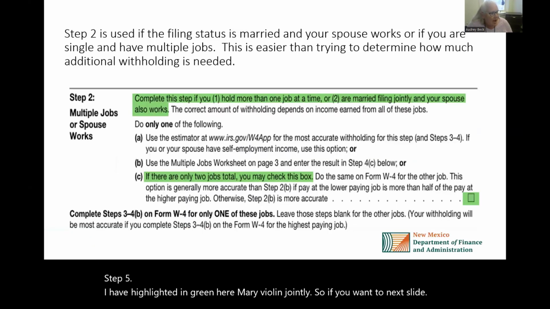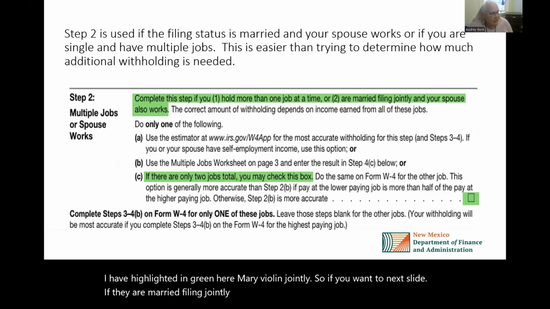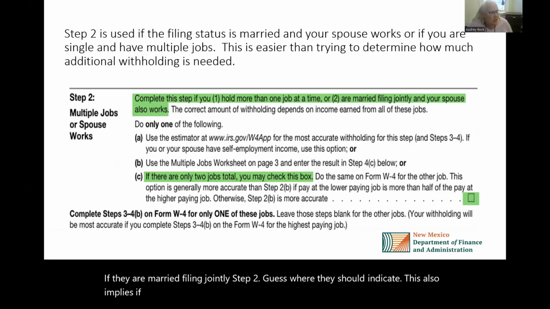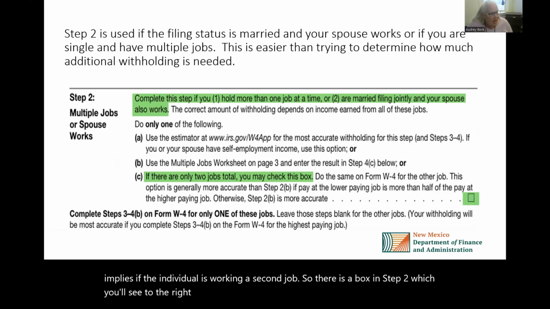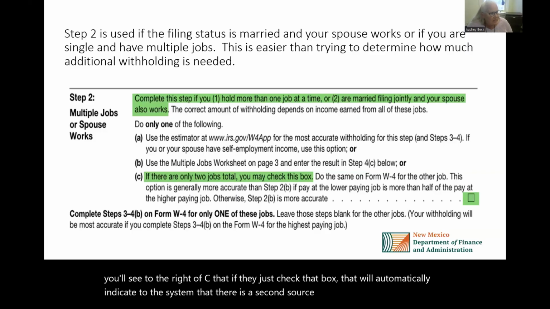If they are married filing jointly, step 2 is where they should indicate this. This also applies if an individual is working a second job. So there is a box in step 2, which you will see to the right of C, that if they just check that box, that will automatically indicate to the system that there is a second source of income that needs to be considered when it is calculating their withholdings.